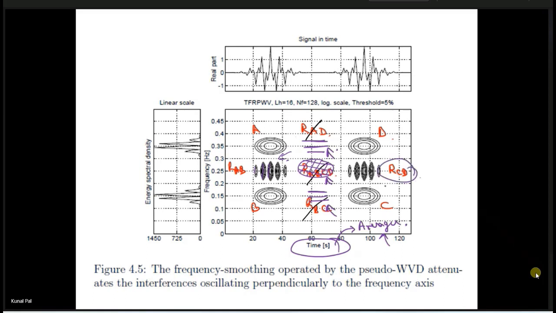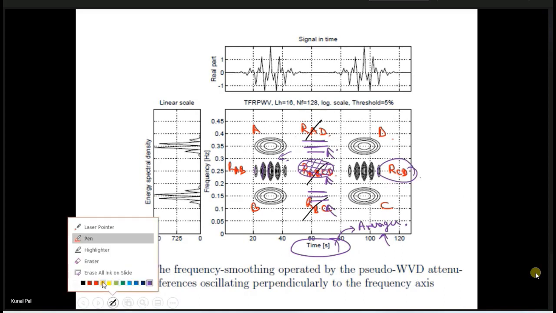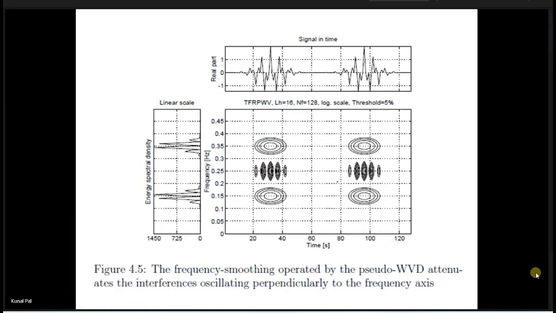So the main advantage over here is that you are able to reduce a large number of cross terms, and you are left with only two cross terms to deal with while you are doing the analysis with the pseudo-Wigner-Ville distribution. And this is one of the advantages of the pseudo-Wigner-Ville distribution. Okay.